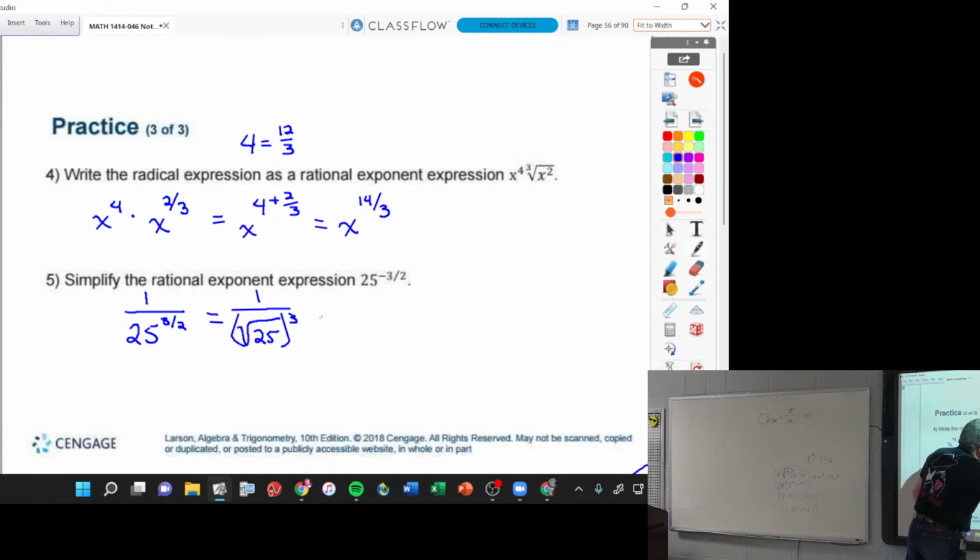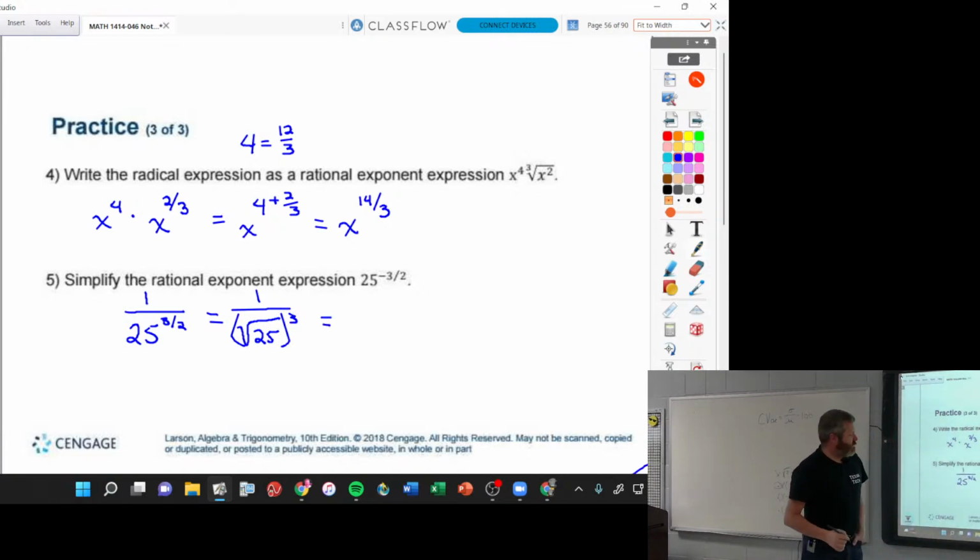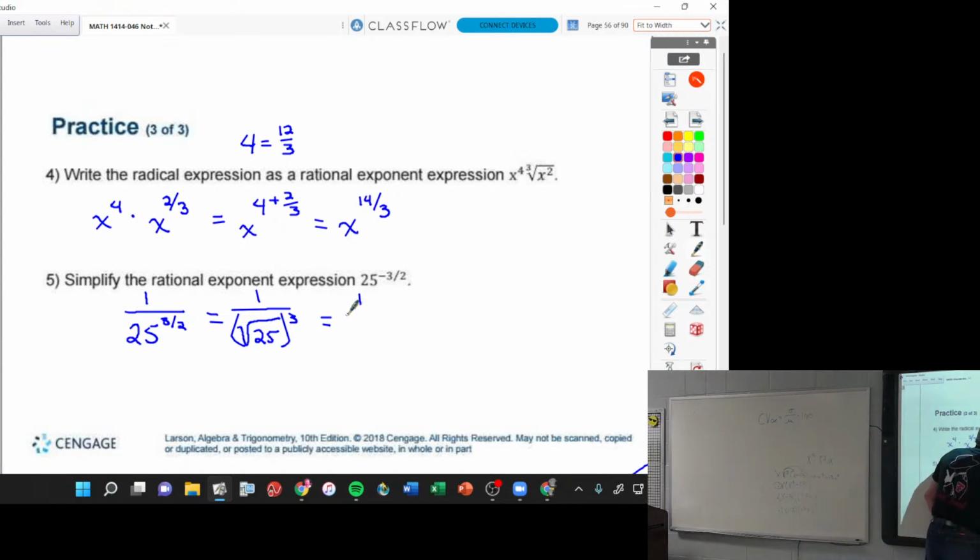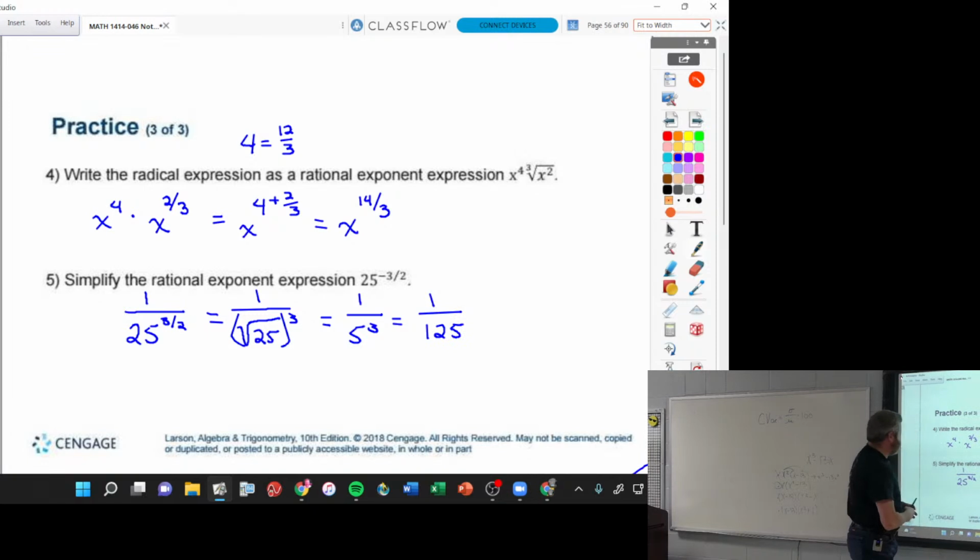Well, the square root of 25 is 5. So 1 over 5 cubed, and 5 cubed is 125. So the final answer for number 5 is 1 over 125.